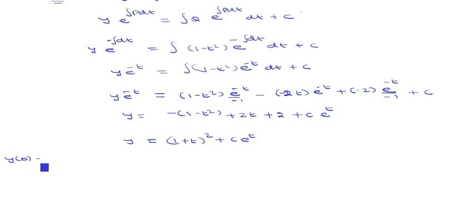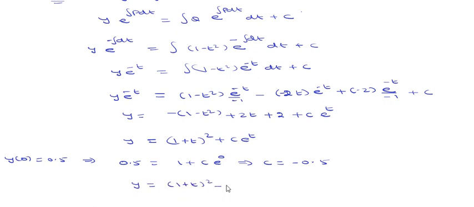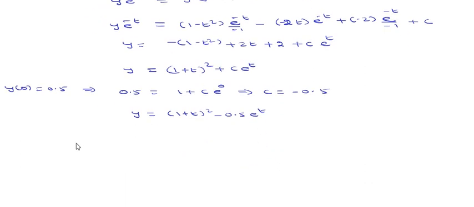Now y of 0 equal to 0.5 implies 0.5 equal to 1 plus c into e power 0. This implies c is equal to minus 0.5. Therefore y is equal to 1 plus t square minus 0.5 e power t. Now we need to find y double dash from this. y dash equals 2 times (1 plus t) minus 0.5 e power t, and y double dash equals 2 minus 0.5 e power t.